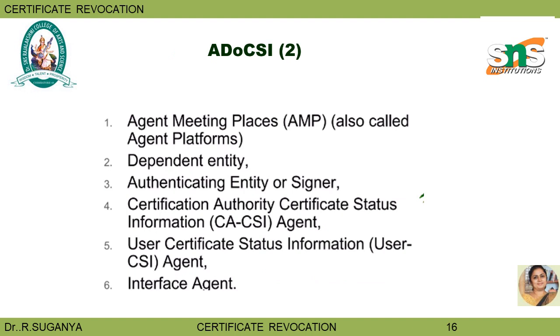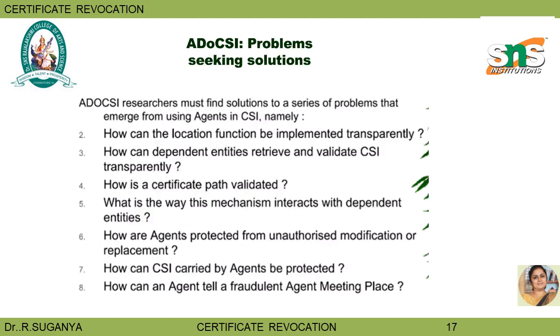Agent meeting places, which are also called agent platforms. Dependent entity, authenticating entity or signer, certification authority, certificate status information agent, user certificate status information agent, and interface agent.